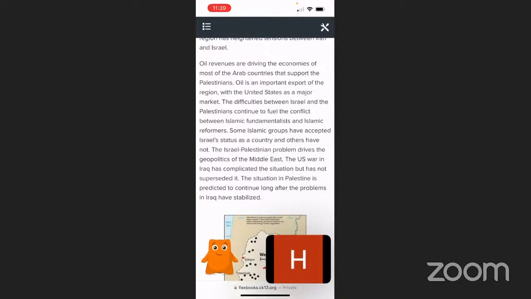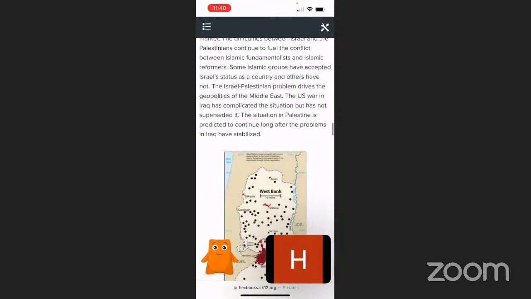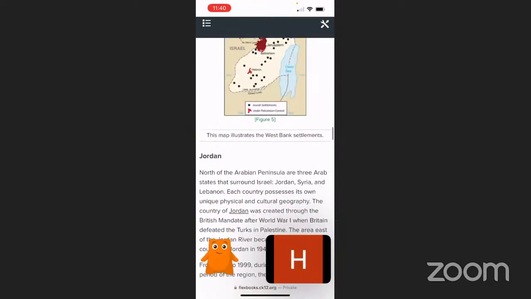The difficulties between Israel and Palestinians continue to fuel the conflict between Islamic fundamentalists and Islamic reformers. Some Islamic groups have accepted Israel's status as a country and others have not. The Israel-Palestinian problem drives the politics of the Middle East. The U.S. war in Iraq has complicated the situation, but has not superseded it. The situation in Palestine is predicted to continue long after problems in Iraq have stabilized.